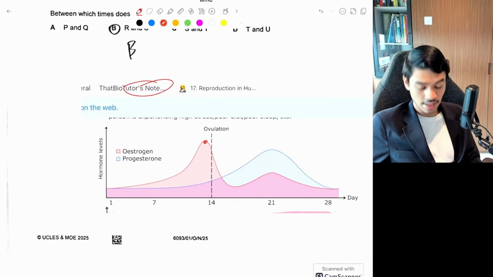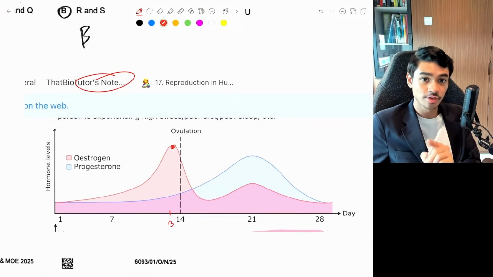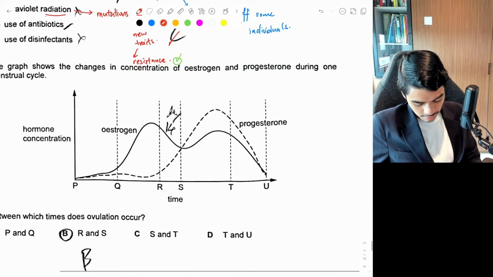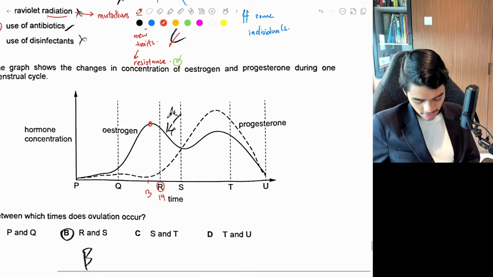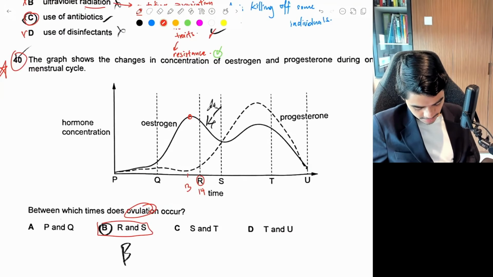Estrogen peaks higher. This is why I say I don't like this diagram. And it happens around day 13, slightly before ovulation happens. So now I look here and look at the peak. That tells me this is day 13. So R should be ovulation day 14. Okay, and the question asks, when does ovulation occur? The best answer I can give is between R and S. Okay, so B is correct.